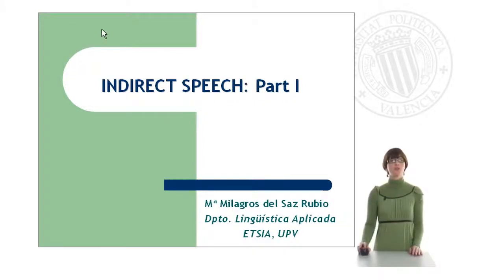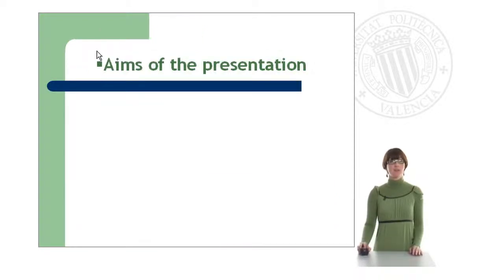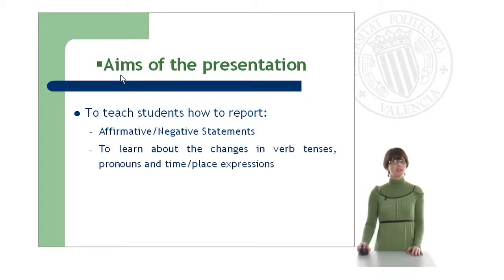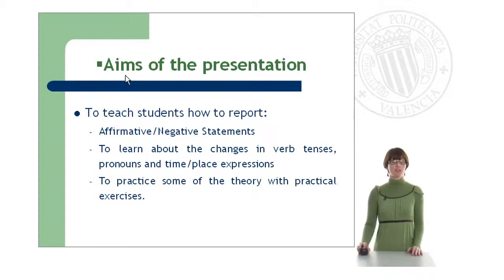Hello, today we're going to talk about indirect speech, part 1. The aims of this presentation are the following. We are going to teach students how to report affirmative and negative statements. We are going to learn about the necessary changes in verb tenses, pronouns, and time-place expressions. And finally, we are going to practice some of the theory with practical exercises.